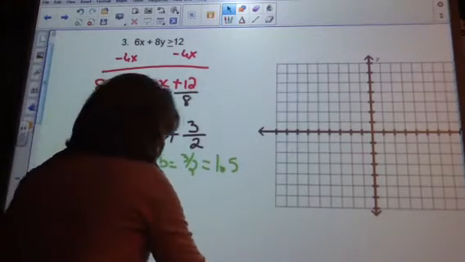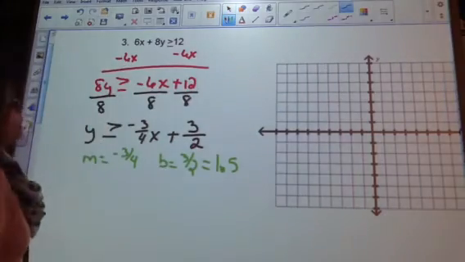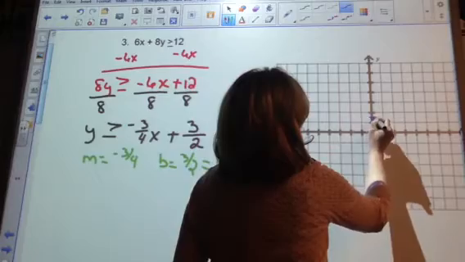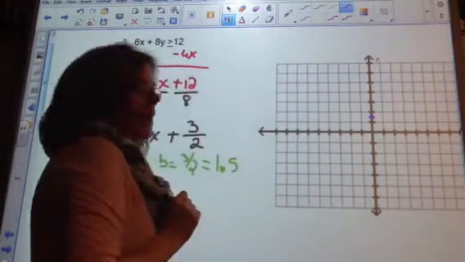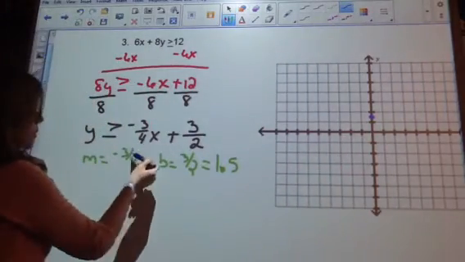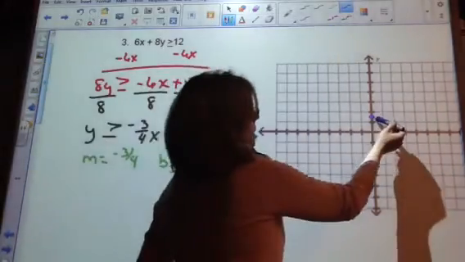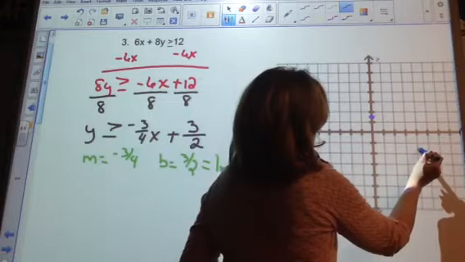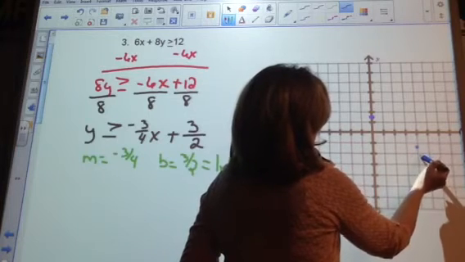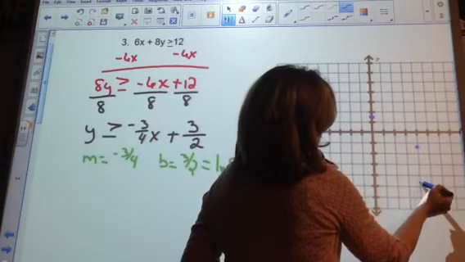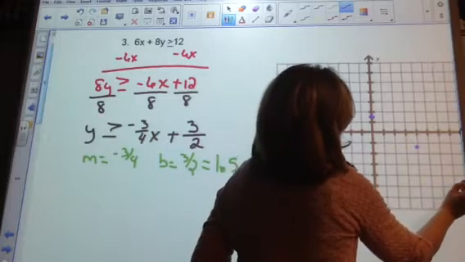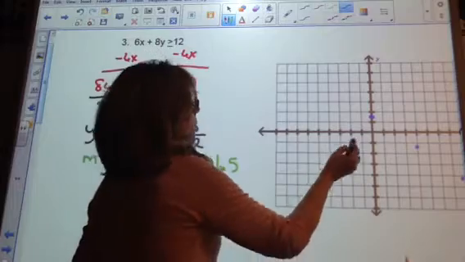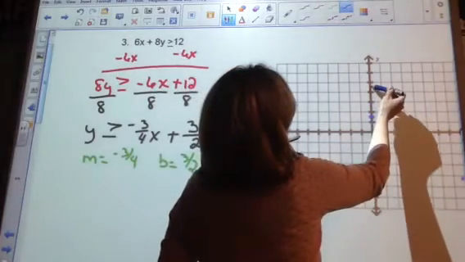Okay, so let's graph this. Y-intercept, positive 1/2, so it's going to go about right here, between the 1 and the 2 on the y-axis, okay? So I'm going to go down 3, right 4. Down 3, right 4. It's going to be over there somewhere. Okay. Then let's go the opposite direction. So if I go up 3, I got to go left 4.